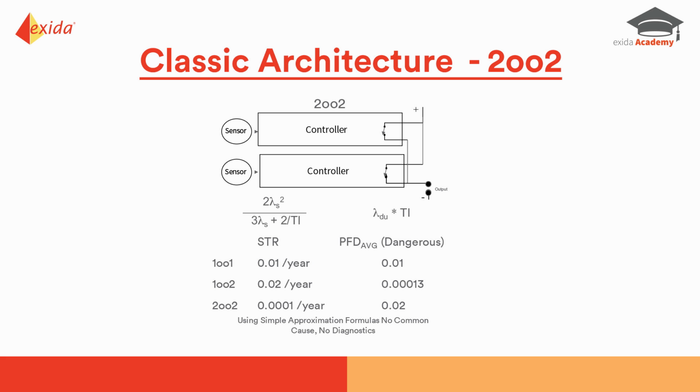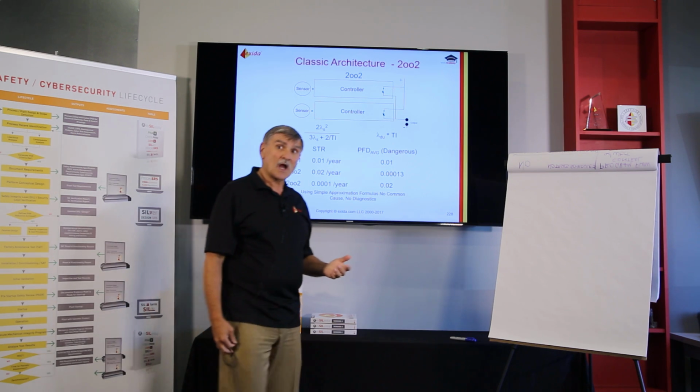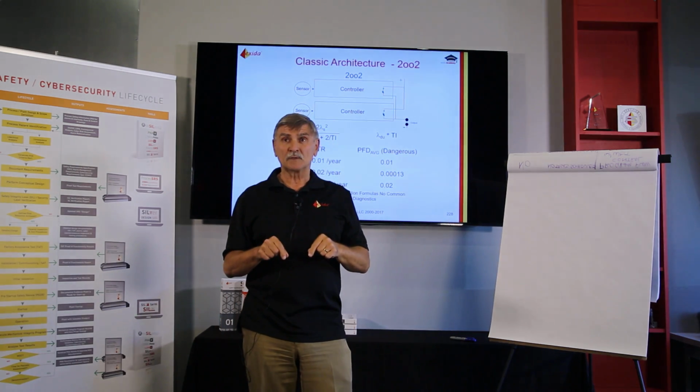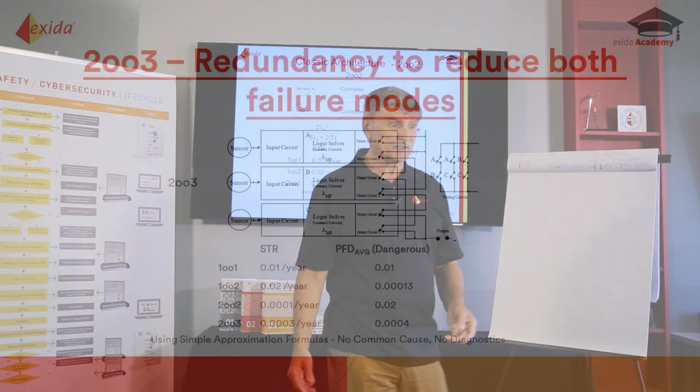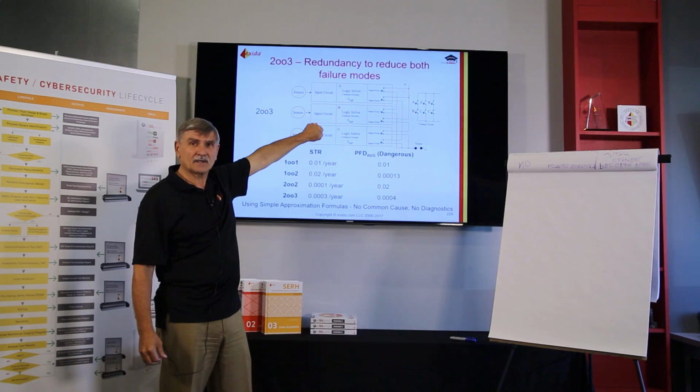My PFD average just doubled from 0.1 to 0.2. Now, how do we solve this problem? This was a real problem solved by engineers decades ago. The solution that originated in the 1930s was 2 out of 3.